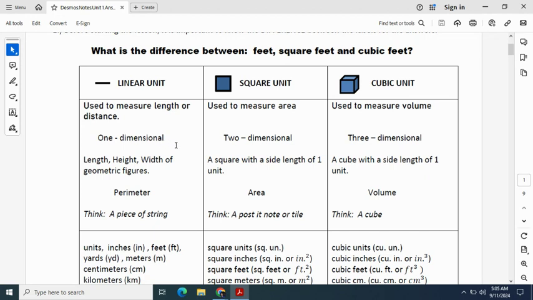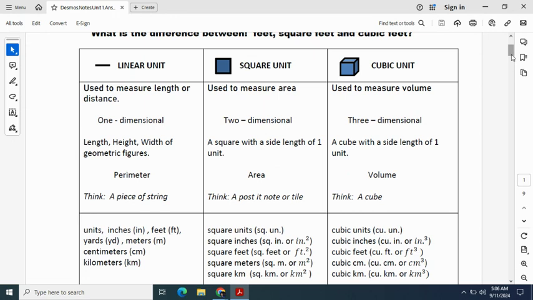So what are some examples of linear units? Measuring the length, the height of a person or an object, the width of geometric figures. Think about our room. Let's measure the length of our room, the height of the classroom, or how wide the classroom is. Also, in math, you've solved perimeter. Perimeter is the distance around a figure. So if you were to add up all the sides, the answer would be a linear unit. You can take a piece of string and outline the perimeter of any figure, so that's a linear unit.